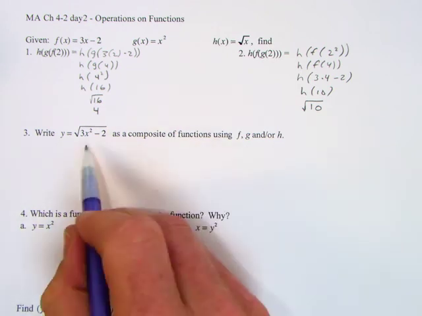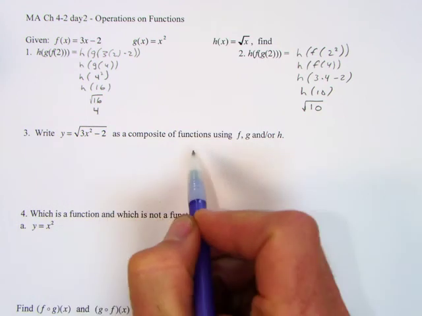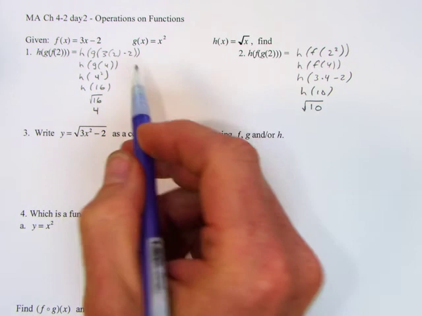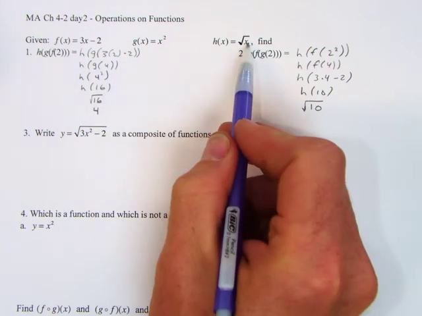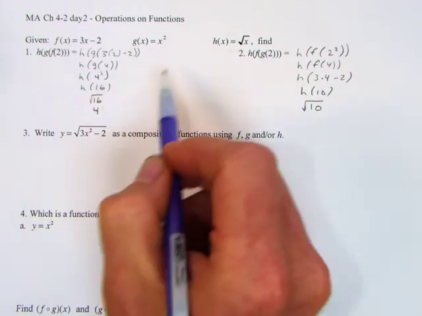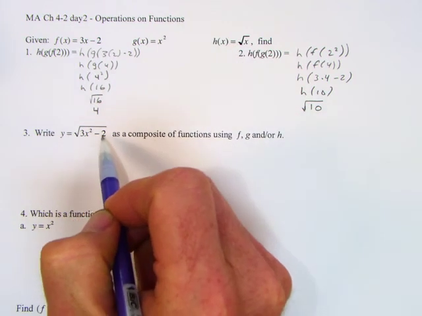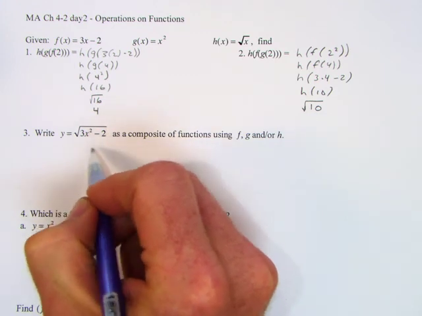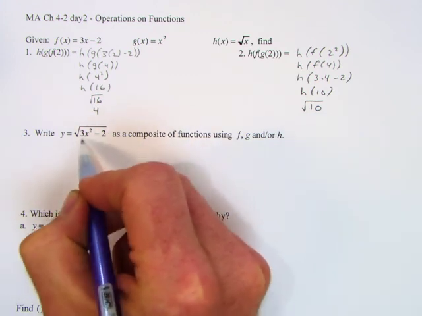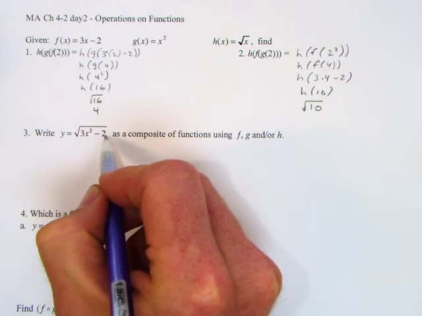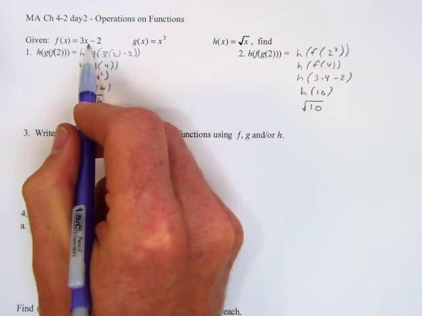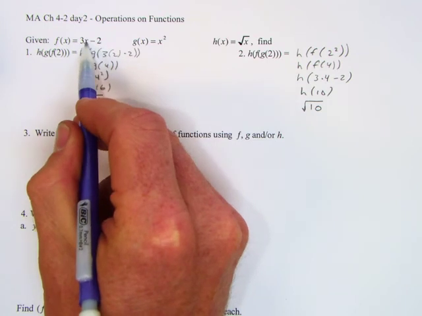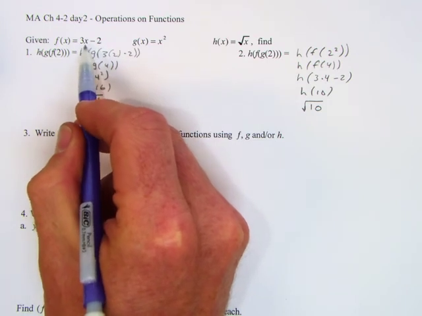Write this equation here as a composite of functions using f, g, and/or h. What we need to do is examine these three functions and see how they work together to create this equation. So we want to focus on the inside part. We see that this is 3 times x squared minus 2. Well, that's very similar to 3x minus 2, except instead of x, we have x squared.